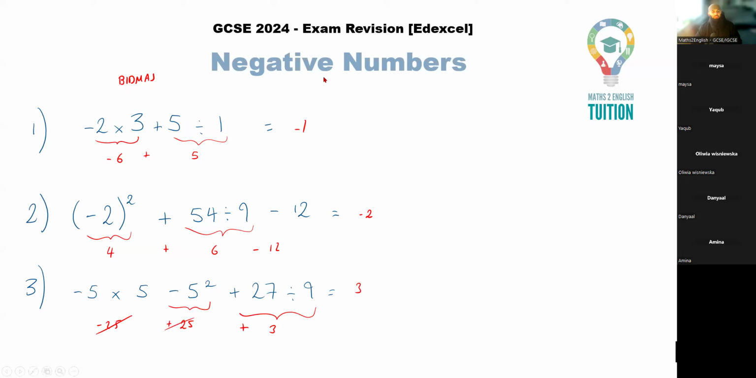All right, guys, so this is quite straightforward. Negative numbers. If you don't know how to do negative numbers, you're gonna struggle with the whole exam. And if you don't know how to multiply decimals, that's another problem. You need to know how to multiply decimals. You need to know how to multiply with negatives when it comes to BIDMAS, simplifying and whatever you may have.